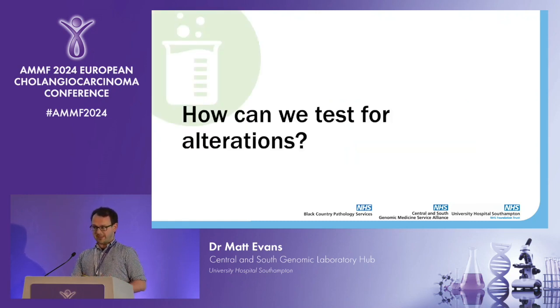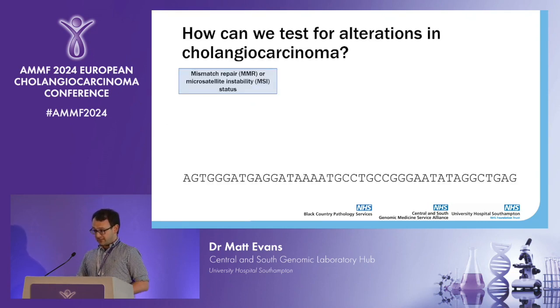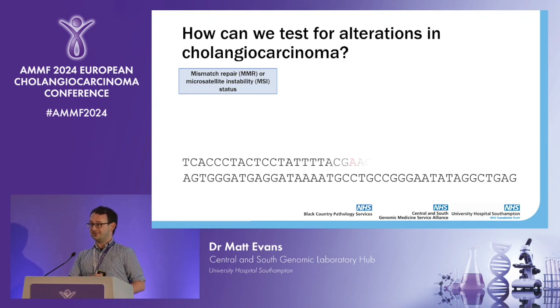So having laid out what they are, how do we actually look for them? And what I'm going to do here is specifically talk about the tests which we use to profile cholangiocarcinomas. I'm going to start with the mismatch repair system. So whenever a cell divides, you need to replicate DNA. And whenever you replicate DNA, just like when you're writing something out, you will make spelling mistakes. So you can see there, we should have a G, but instead we've got an A. So that is a mismatch error.